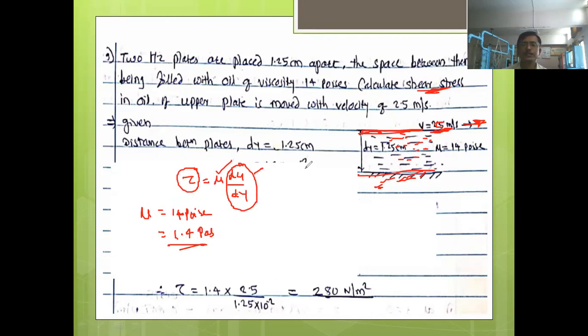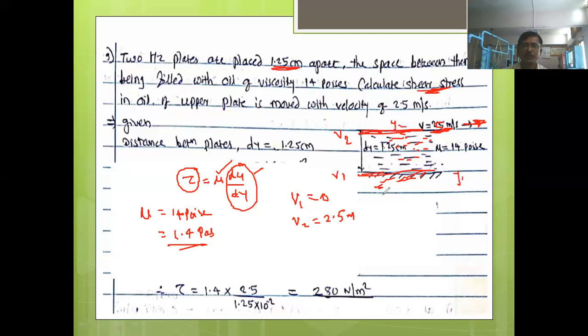Then next thing that is given is the velocity. V is the velocity of the upper plate. So let us denote the velocities by the letters V1 and V2. V1 is 0 and V2 is 2.5 meter per second. Then the distance between the two plates is given, that is 1.25. So we can denote this distance by letters Y1 and Y2.